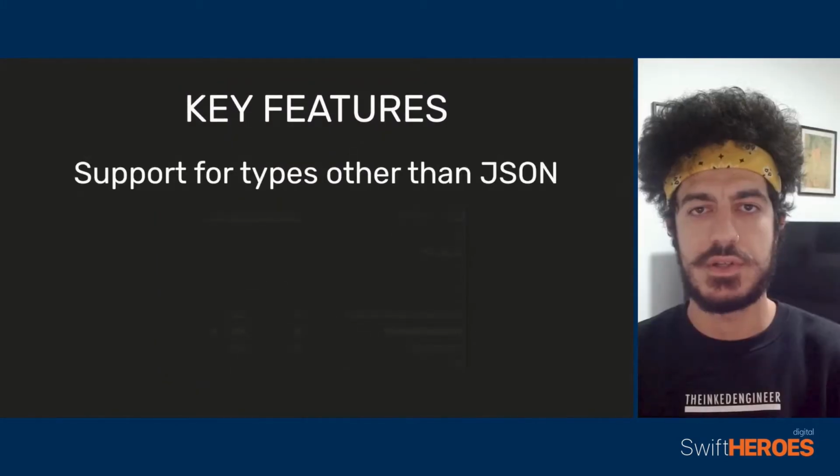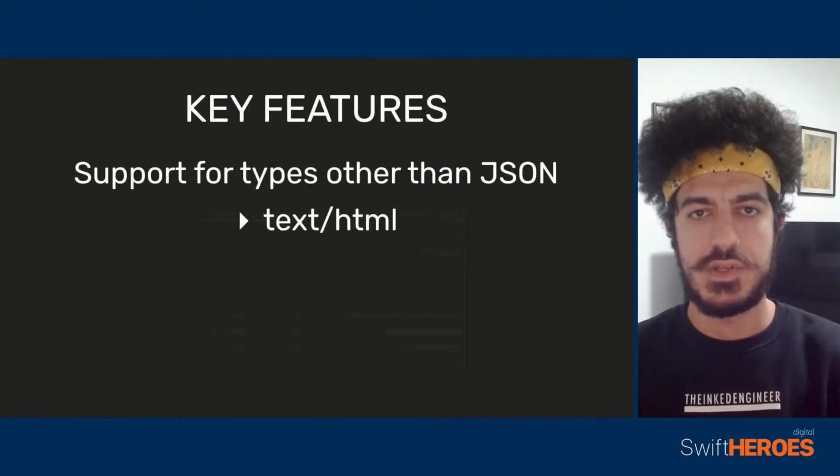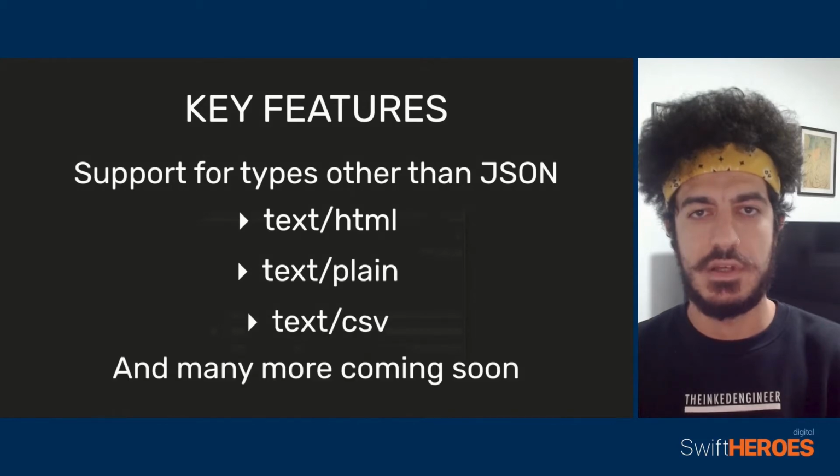Some of the key features of the server is its ability to process and return different types of responses other than JSON. Currently, we support HTML, TXT, CSV, among others. We hope to include the support for images, PDFs, and many more soon.